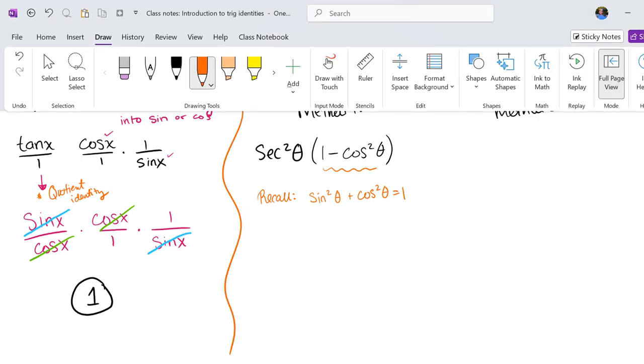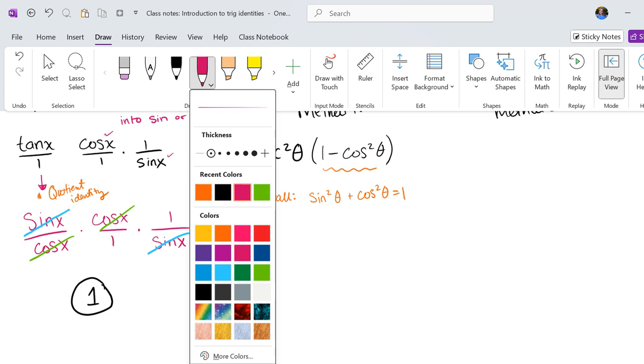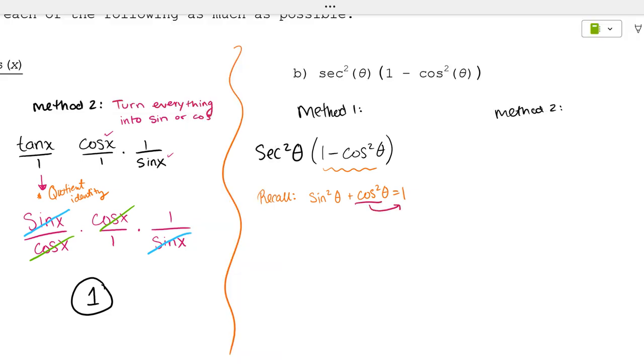But I can manipulate this to be what I need it to be, right? I can take this cosine and move it to the other side. That would give me sine squared alone on this left side, and 1 minus cosine squared on the other. If it's positive on one side, when I move it to the other, it's going to be negative. So that allows me to replace this. I didn't touch my secant squared yet, but that whole set of parentheses can become sine squared. I just had to manipulate one of my Pythagorean identities a little bit.